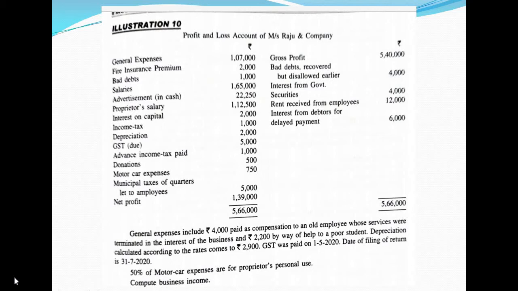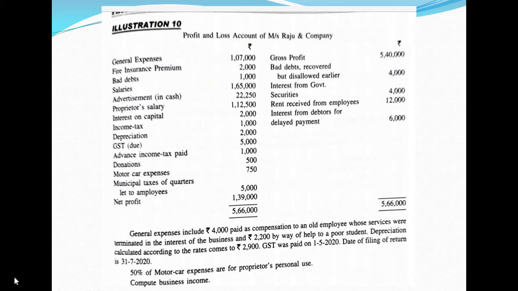First of all, you have to take the net profit or net loss as shown in the profit and loss account. Then you have to add the inadmissible expenses. Then you have to less the expenses allowed but not debited. Then you have to less the income not taxable under this head. In this problem, the net profit is 1,39,000.